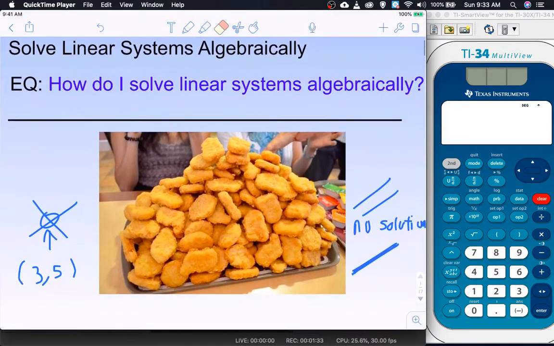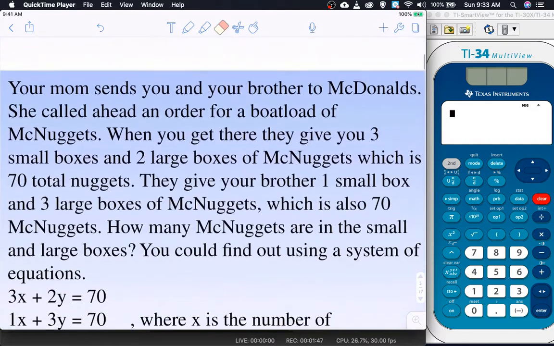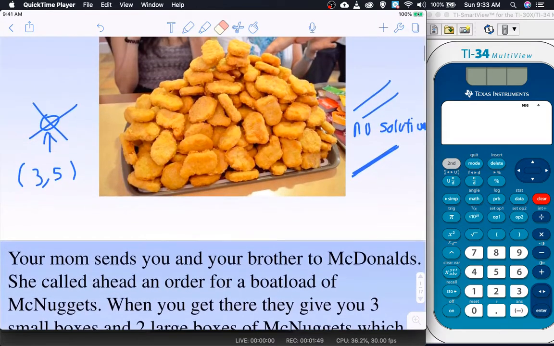So this is solving linear systems algebraically, using our solving equations stuff that we've learned about before in order to get the x and the y by itself. Okay? In case you didn't see the big huge pile of chicken nuggies there.